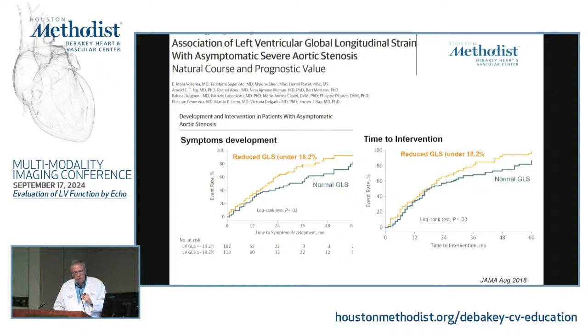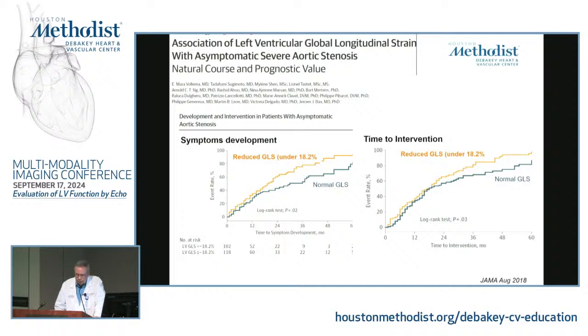So now we move to valvular disease, and this is one of the early papers in severe AS, asymptomatic severe AS, and they show that people with GLS under 18%, okay, had a higher event rate over 5 years or so than those that had a normal GLS, and the time to valve replacement was faster in that group. Again, these were asymptomatic people with severe AS.